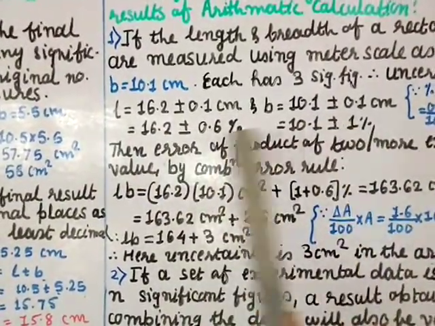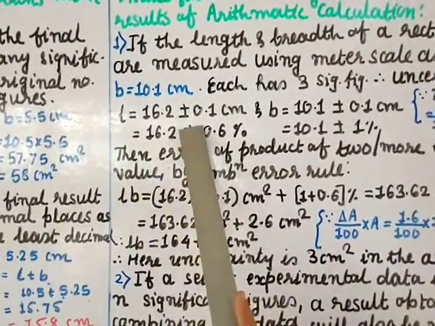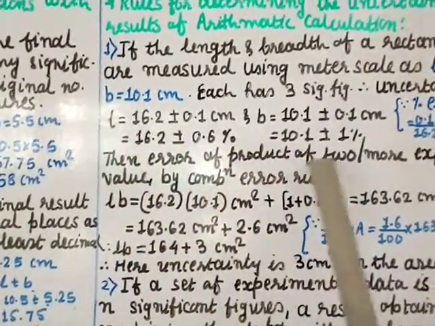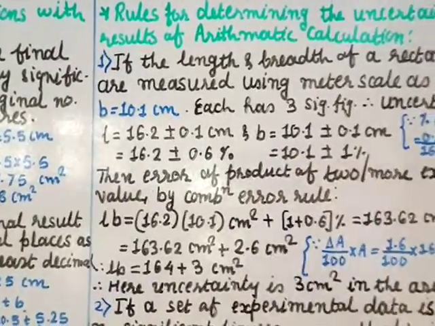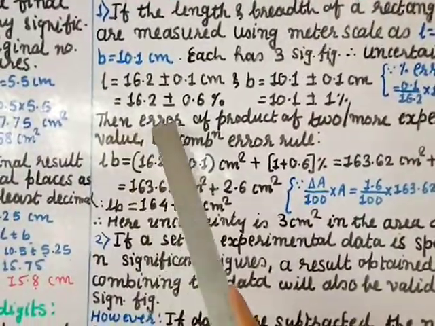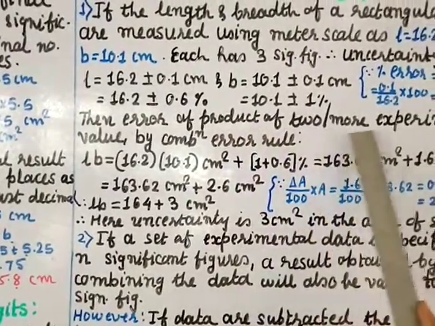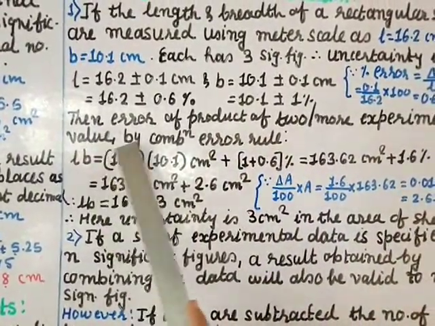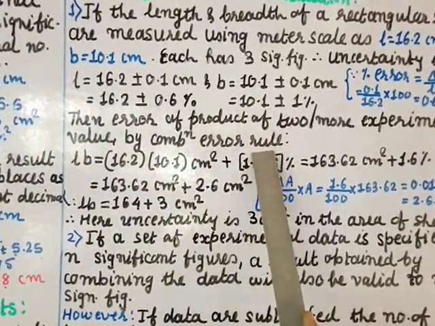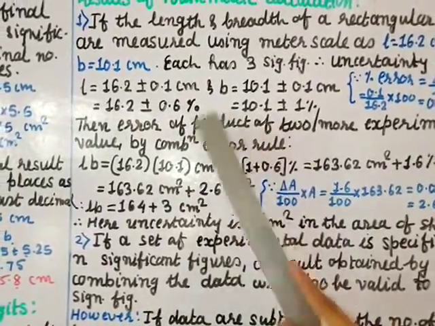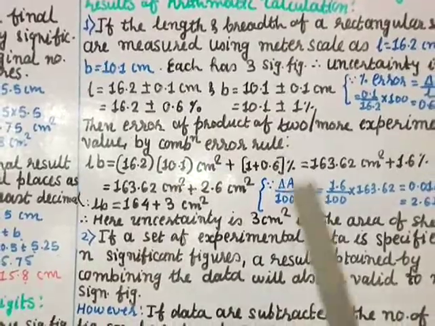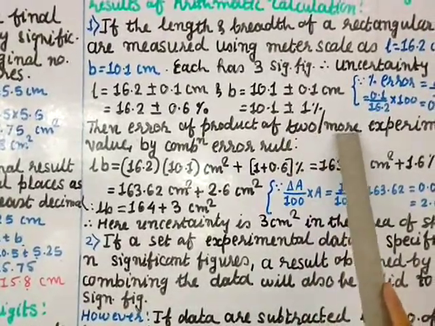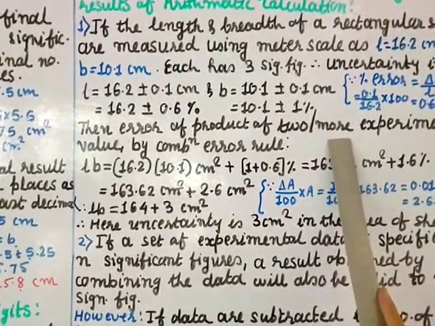The error in length is 16.2 plus or minus 0.6 percent, and this one is 10.1 plus or minus 1 percent. Then the error of a product of two or more experimental values follows the combination of errors rule. Now we are going to find the product of these two. To find the area, you have to find the product. It can be two, or it can be more experimental data.